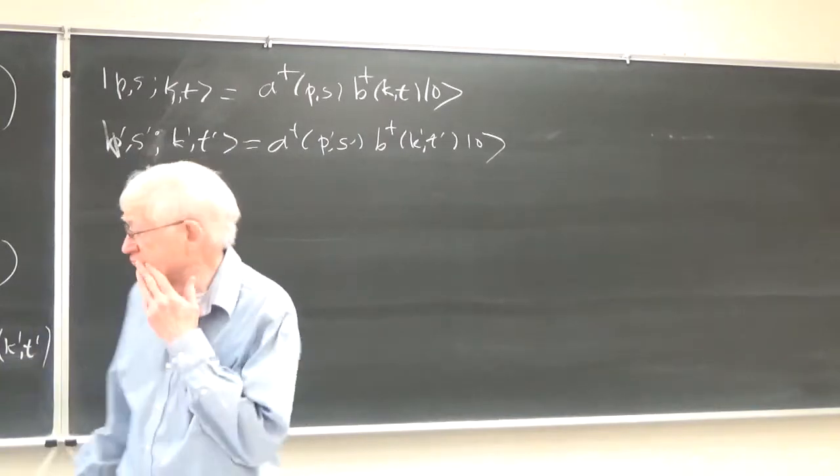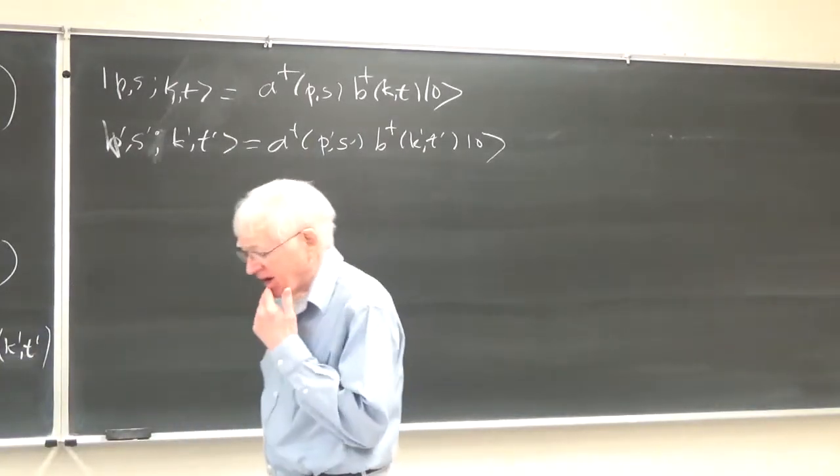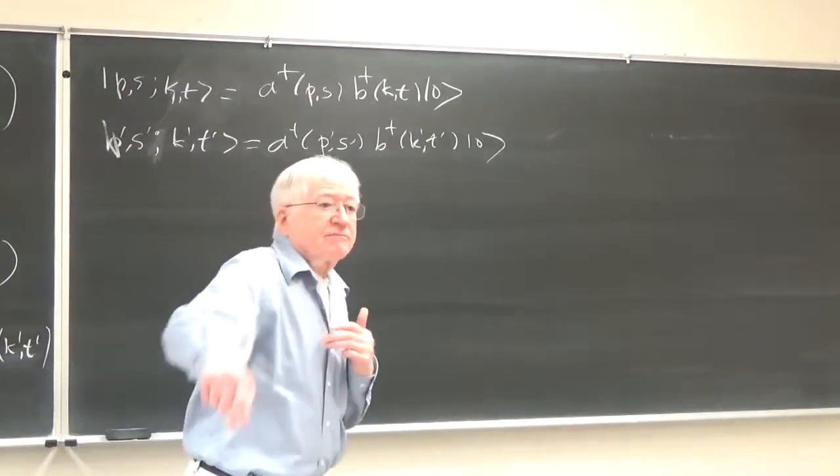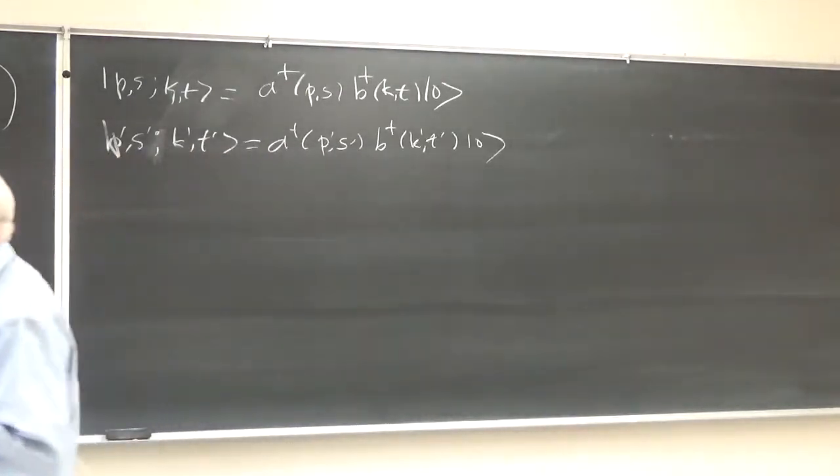What is it? Oh, you got a lower B on the right side. Okay. Good catch.